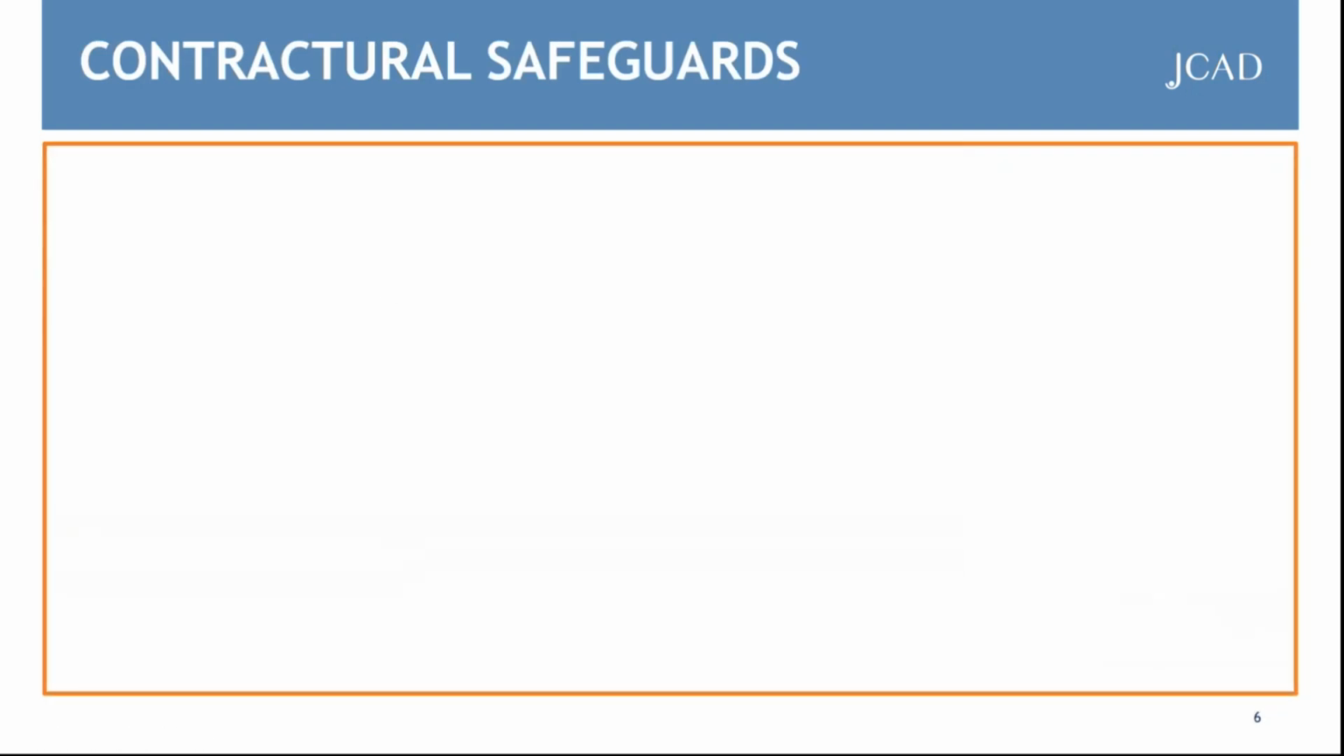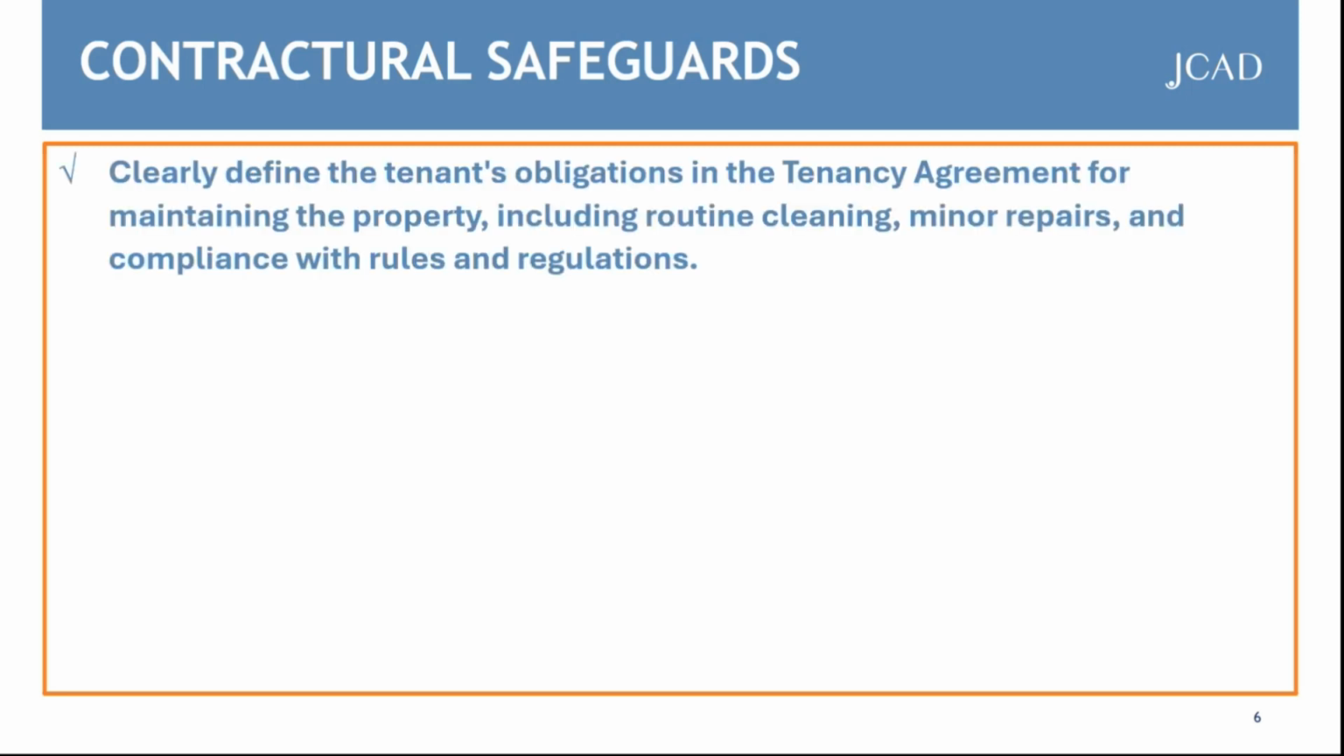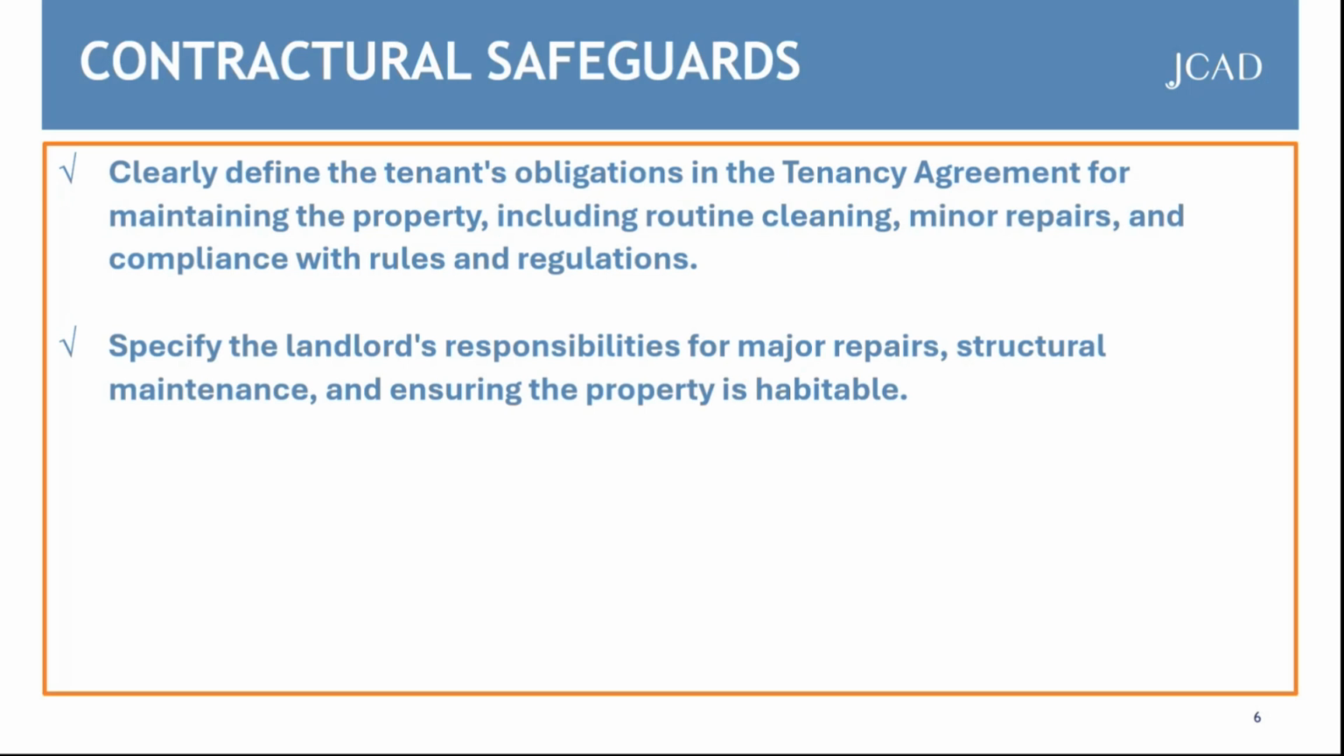So strong contractual safeguards can help protect landlords against liability in the event of a disrepair claim notice. So tenancy agreements should be clearly defined. The tenant's obligations for maintaining the property should be very clear, including any routine cleaning, minor repairs, things like that. They should also specify the landlord's responsibilities for repairs and any structural maintenance to ensure the property is safe, secure and habitable.